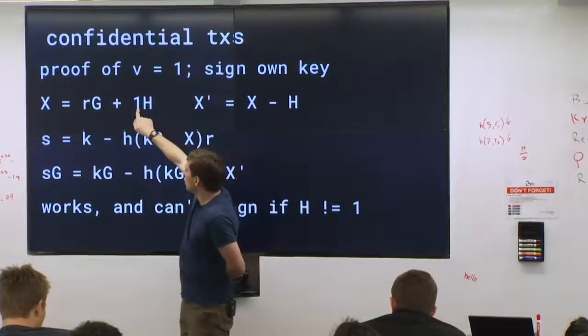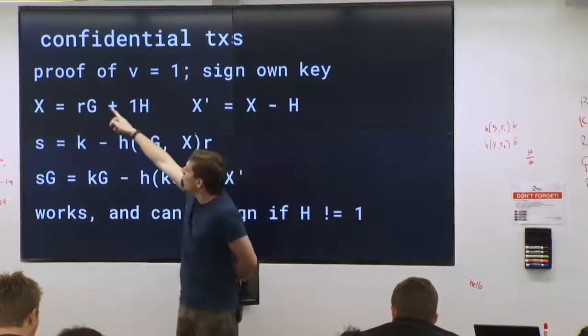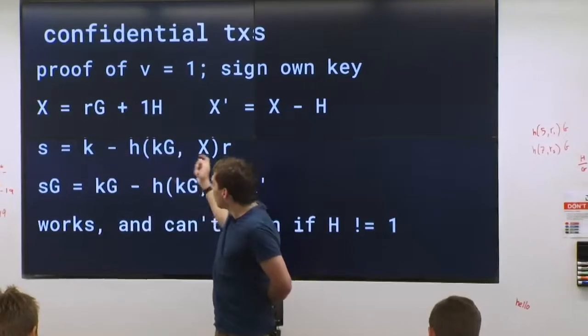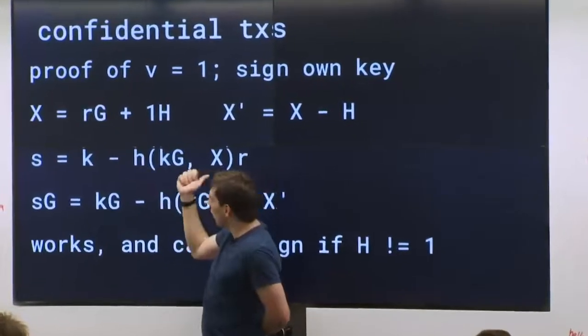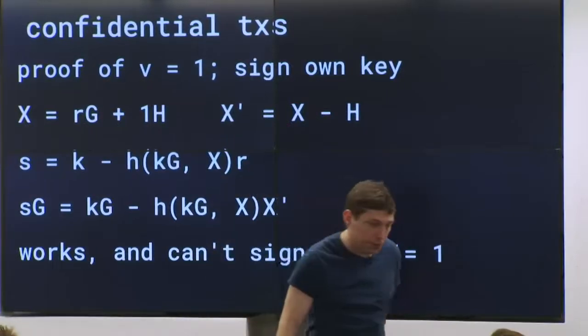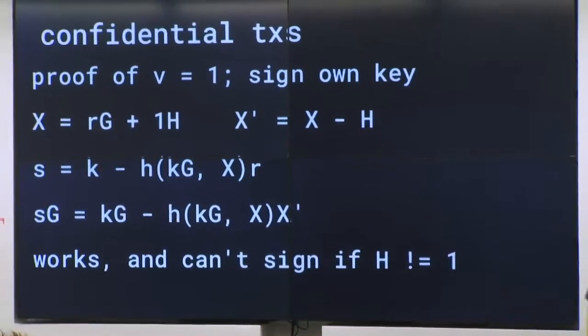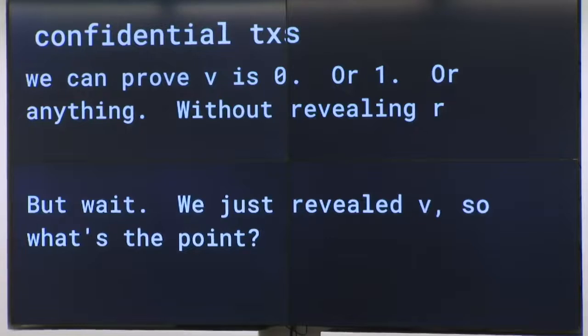So if I have this, and then I subtract h, then I get back to r times g. I can now provide a signature just using r. It'll work. So what does this get us?